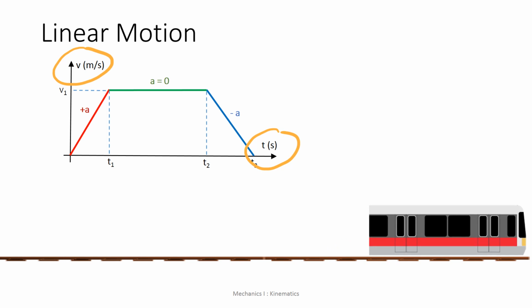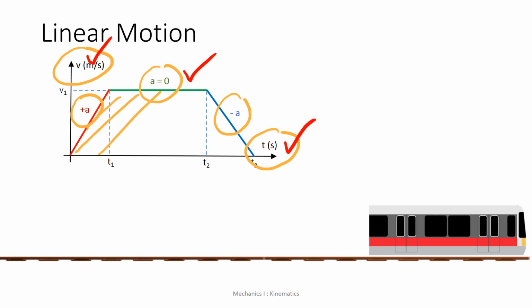It accelerates from stationary position, maintains a constant speed where acceleration is 0, and just before it reaches its destination, it decelerates to a complete stop. So again, a VT graph contains all the 4 key parameters: the time, velocity, acceleration, and last but not least, the displacement, which can be found with the area under the graph.